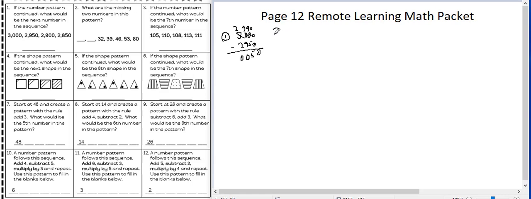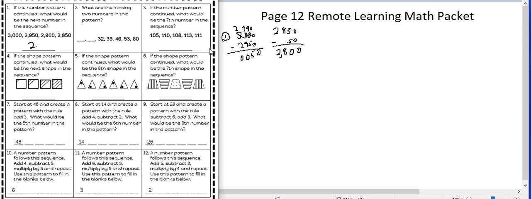So I would take 2,850, and I would subtract 50 from it. So the next number would be 2,800.